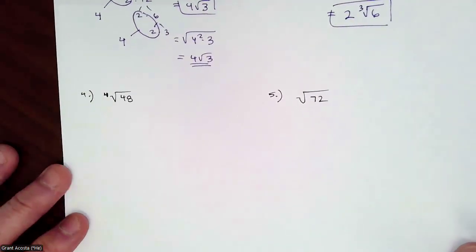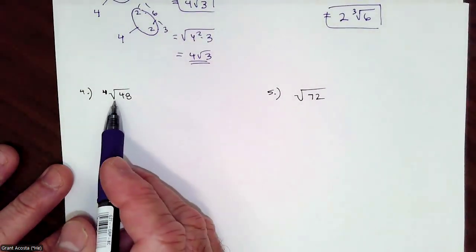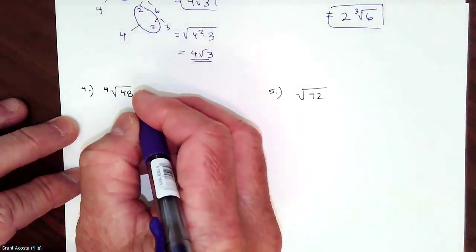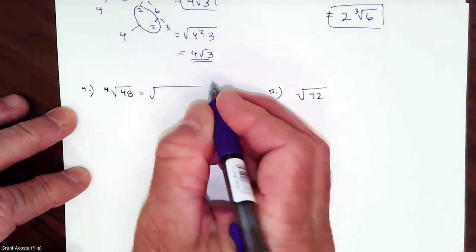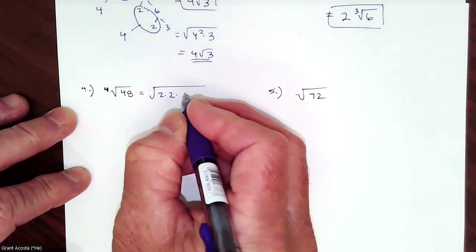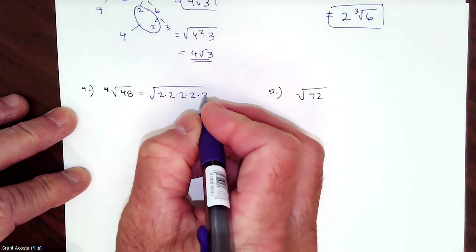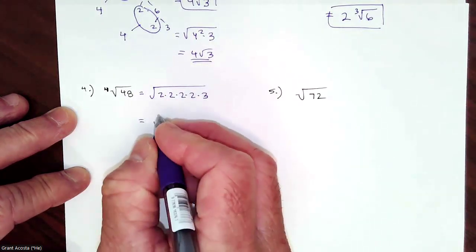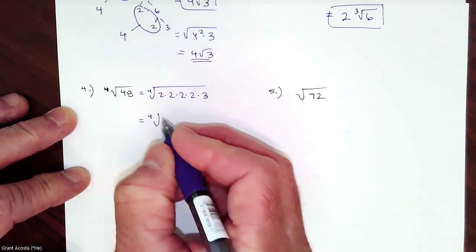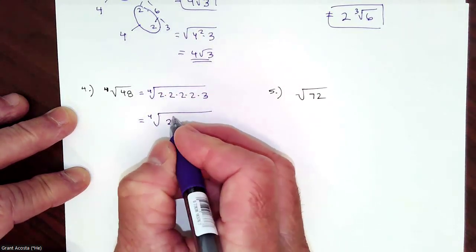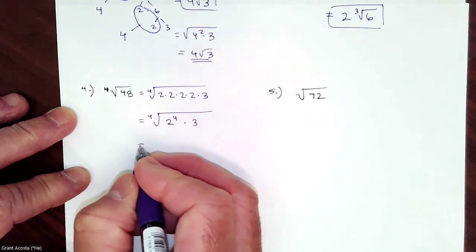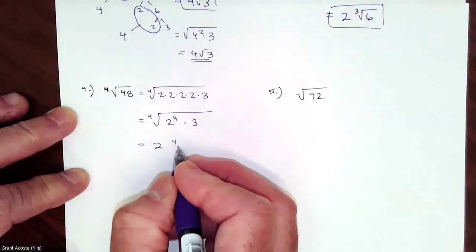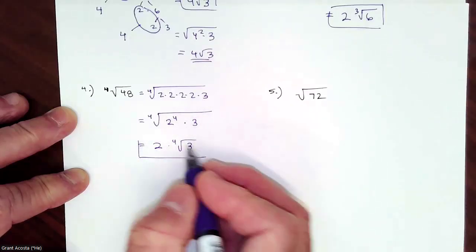Most of the time we'll be working with square roots and cube roots, but just to show you the process, what if it was a 4th root? Then I would be looking for perfect powers of 4, and since we've broken 48 down already as 4 2's multiplied together times a 3, we could write this as the 4th root of 2 to the 4th times 3. The 4th root of 2 to the 4th comes out as a 2, so we end up with 2 times the 4th root of 3.